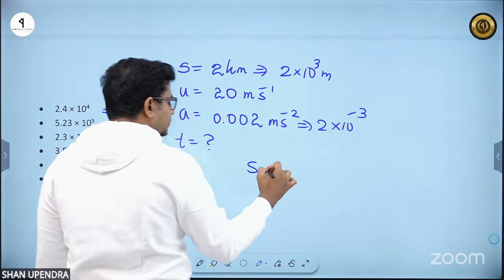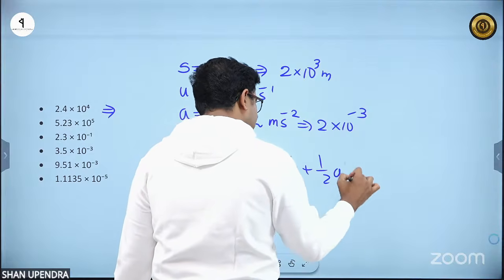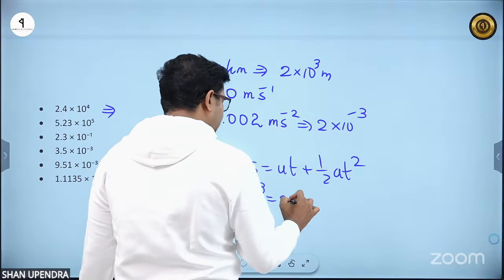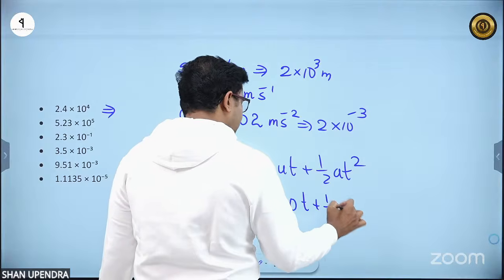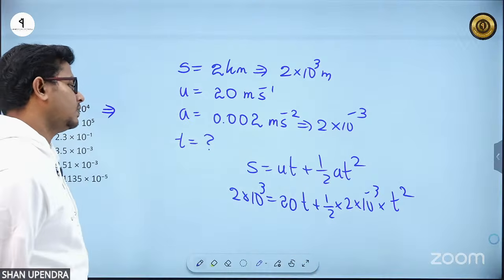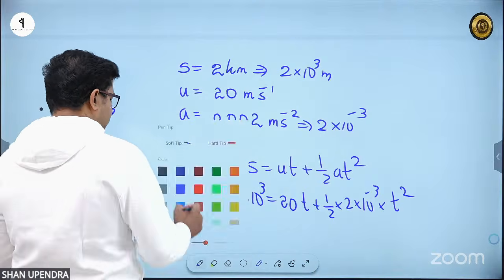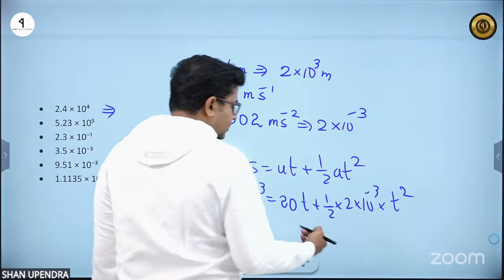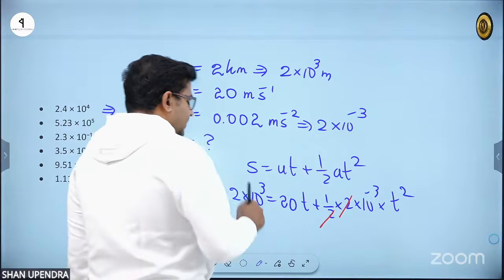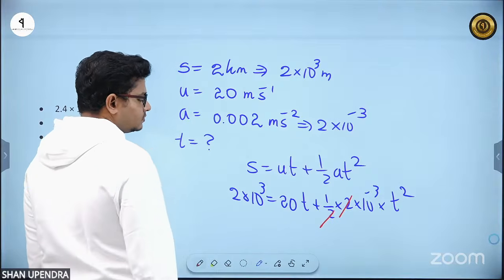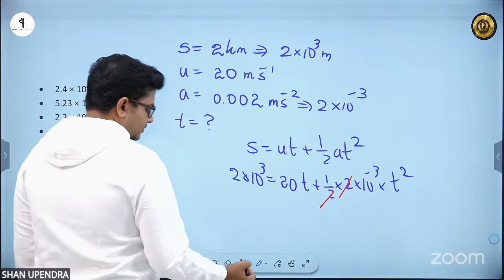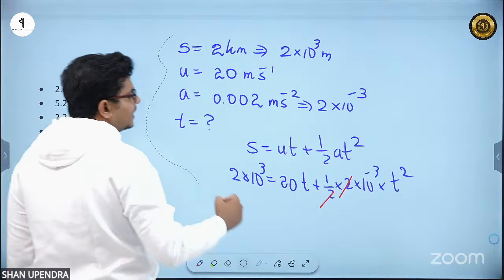So when you substitute, s equals ut plus half at squared. s is 2 × 10 to the power 3, u is 20, t plus half into 2 × 10 to the minus 3 into t squared. When you substitute the values in what we call scientific notation, it's super easy. I'm not going to solve this one. It's really hard. We don't know whether there are roots or not.